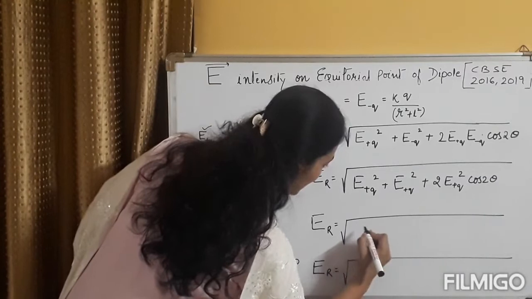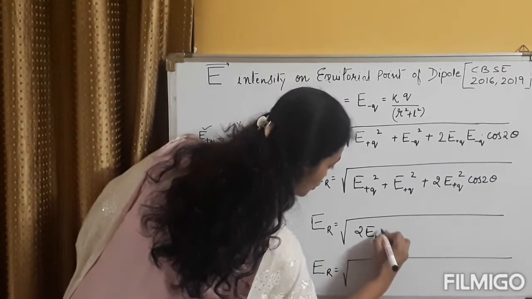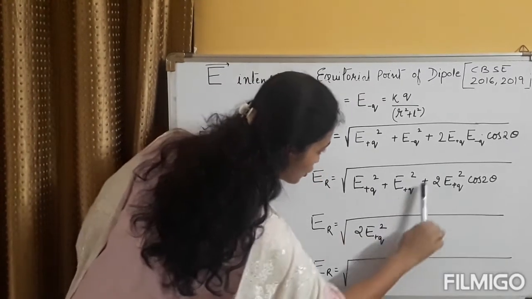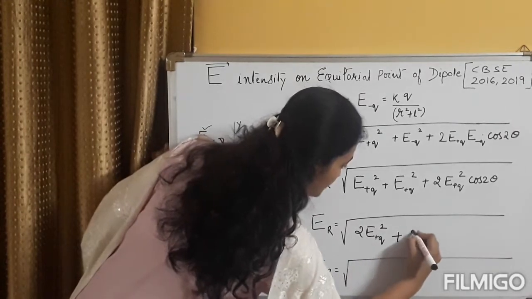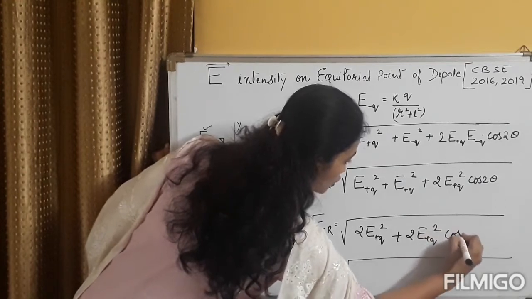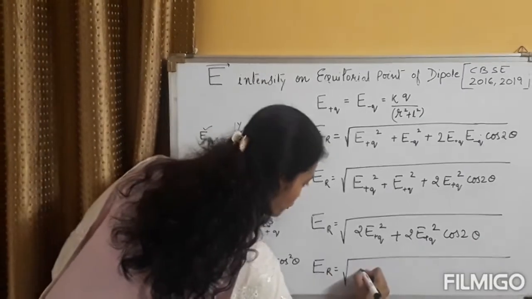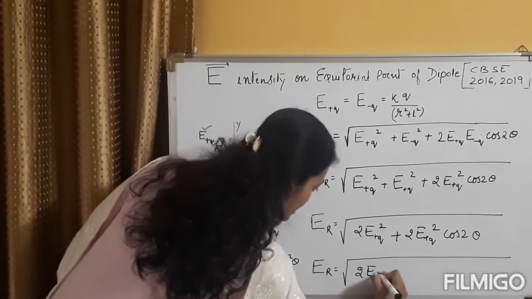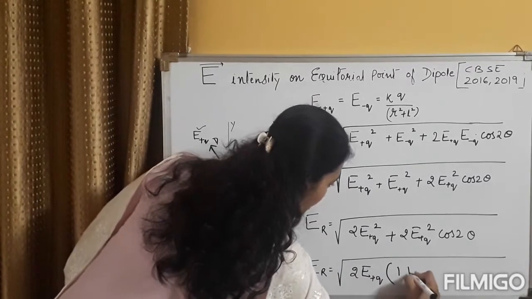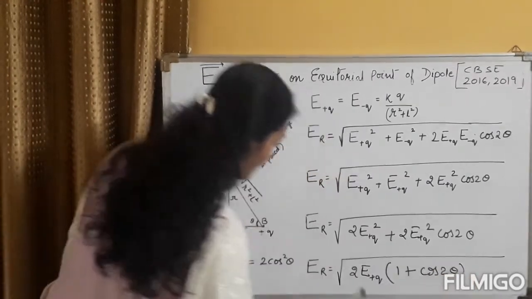Taking (E plus Q) square common, can I write it as 2 times (E plus Q) square. This is E square, (E plus Q) square. This is 2 times (E plus Q) square plus 2 times (E plus Q) square cos of 2 theta. Here I can take the value of 2 times (E plus Q) square common. This is 1 plus cos 2 theta.